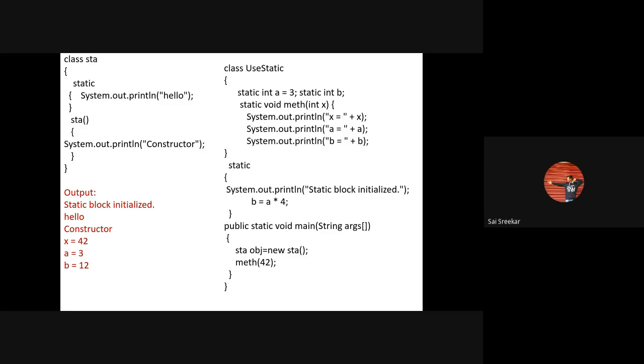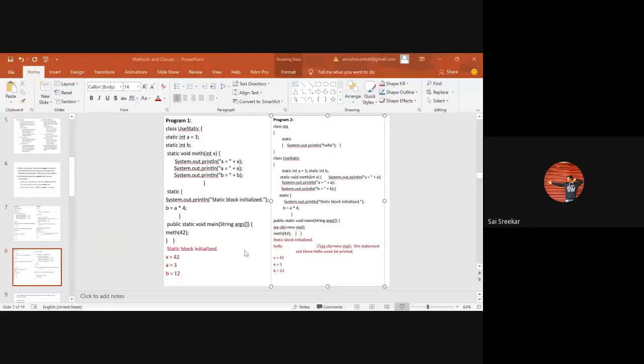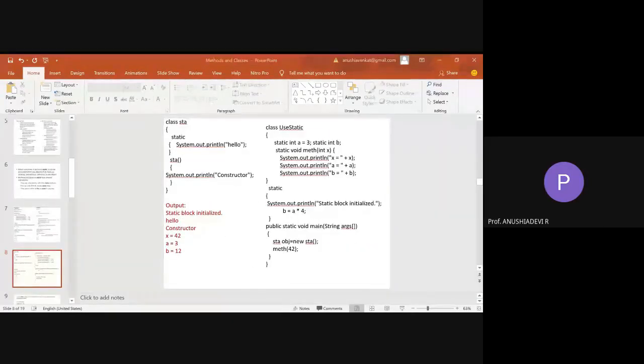If integer A and integer B are not static, can we access that non-static data member in a static block? Your question is, can we access a non-static data member in a static block? Am I correct? Yes, ma'am. Actually, I thought it is possible. Even I will check it. So now I make this int A and int B non-static.